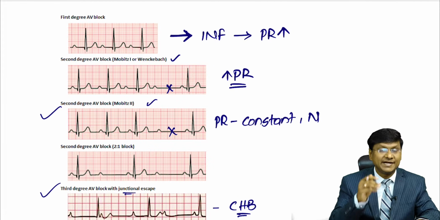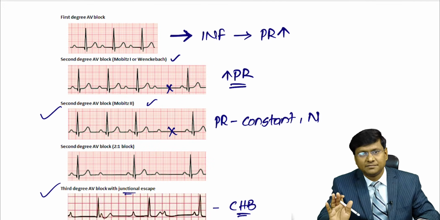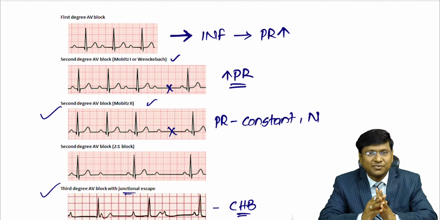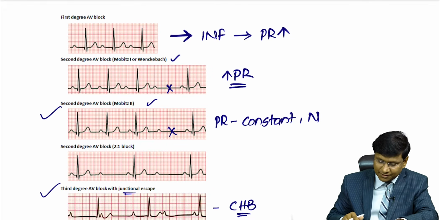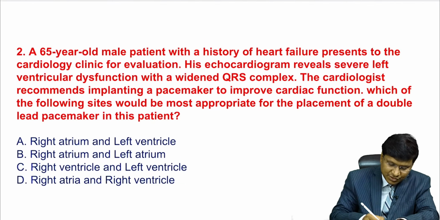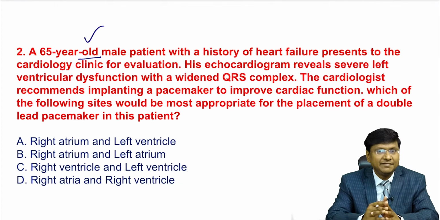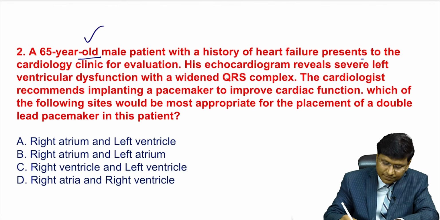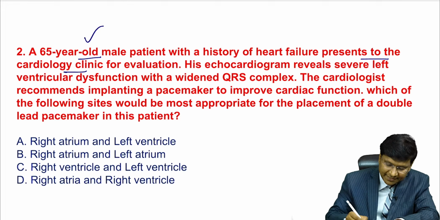Mobitz type 2 is considered as the infranodal block, right? It is considered as the infranodal block. So this is about the first important question related to the AV block. And the next question is, we have a 65-year-old male patient with a history of heart failure. He presents to the cardiology clinic for evaluation.